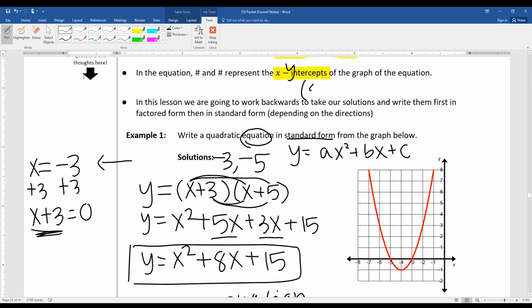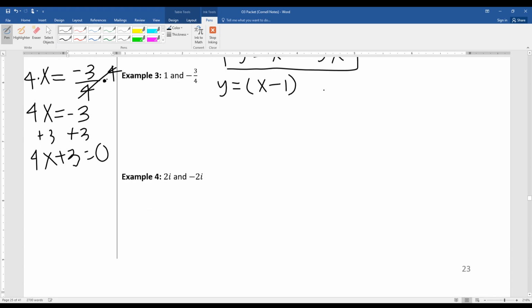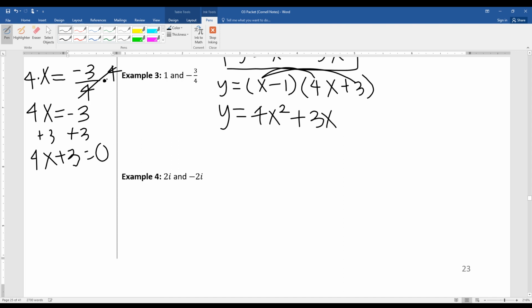Whether you use the shortcut or you show your work off to the side, does not matter, as long as you end up getting 4x plus 3. Okay, from here I'm going to distribute again. So x times 4x is 4x squared. X times 3 is 3x. Negative 1 times 4 is negative 4x. And negative 1 times 3 is negative 3.